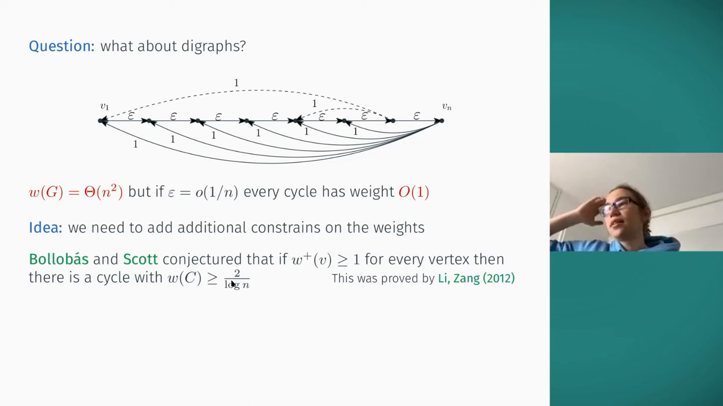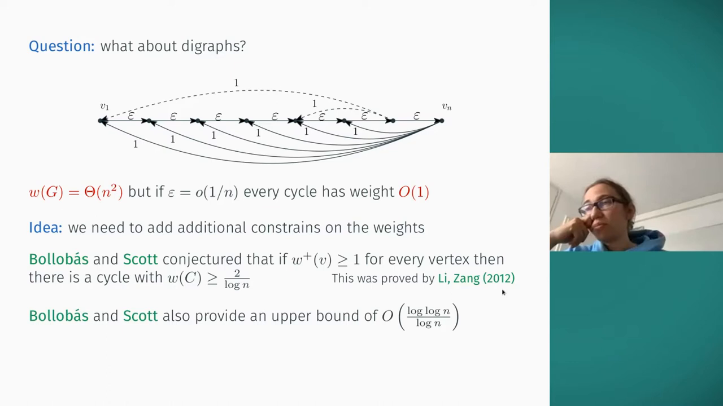But Bollobás and Scott also provided an upper bound. So they also give a graph of weight where every vertex has out-weight at least one that has no cycle heavier than log log n over log n. In particular, that shows that we cannot hope to get a constant result here. So for undirected graphs, the natural thing would be that there is always a cycle of constant weight, but this example shows that this is actually not possible.